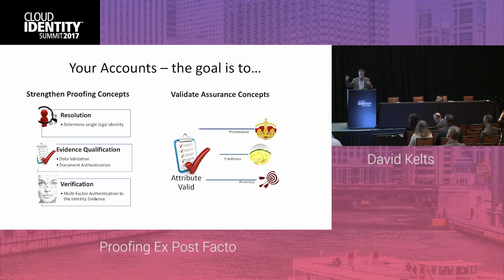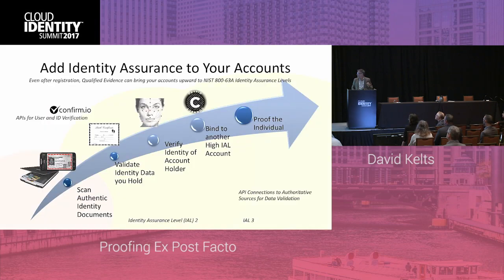So again, now let's look at your accounts. These are the user accounts that you're holding. These are the goals. You want to strengthen these proofing concepts, and you want to validate the attributes that you have against these assurance concepts. So better resolving the identity, gathering some more evidence from your user, qualifying that evidence, making sure that the physical user is the one for whom your identity record is intended to be used. And then the question comes up, how? So let's take a look at how.